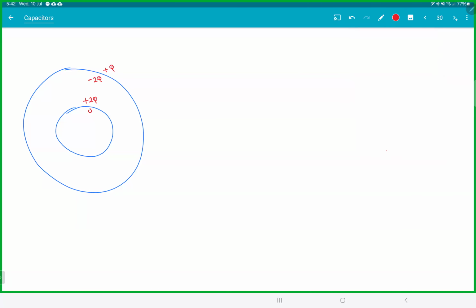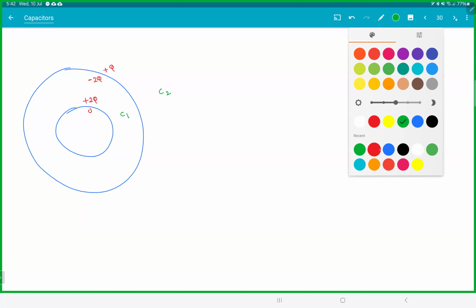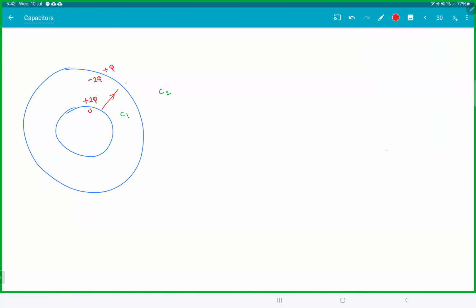Now understand one thing. This region between them is one capacitor. The region outside is a second capacitor. I can treat this as two capacitors. So the field lines are going from here to here. That is one capacitance. This is another capacitance. So C1 is the capacitance between R and 2R. Again, you need to understand capacitance is nothing but the space between them. C2 is the capacitance from R to infinity.